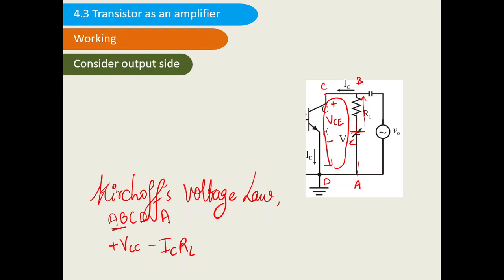Again, from B to C, there is no resistance present, no voltage present, so we will not write anything. Now from C to E, there is one voltage present. It is plus minus VCE. So moving from C towards D, we are actually moving towards the negative terminal of this VCE. So I will write minus of VCE. Again, the last one is DA. Moving from D to A, there is nothing there, so I will not write anything.